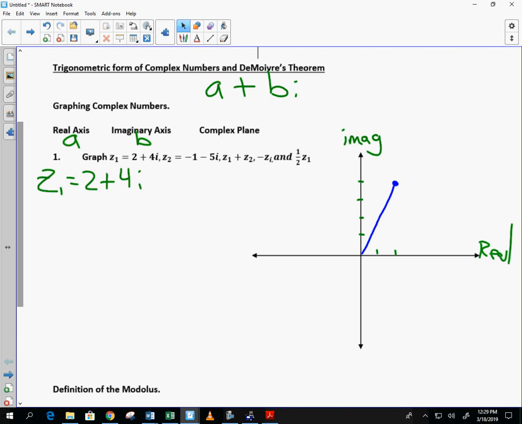Any question how we did that? Look at the next one. It says plot z sub 2. Well, z sub 2 is -1 minus 5i. So that means I'm going to go back 1 and down 5. So if I go back 1 and down 5, that's what that plot looks like.